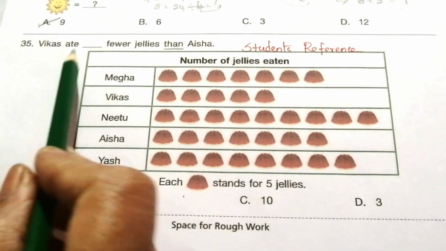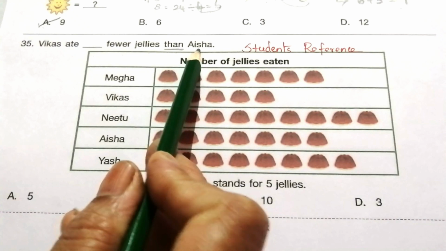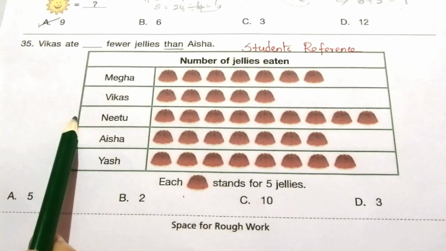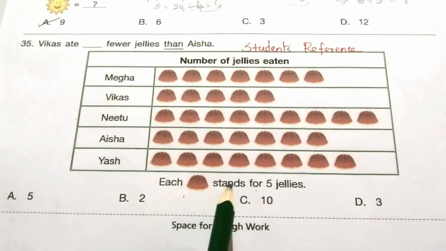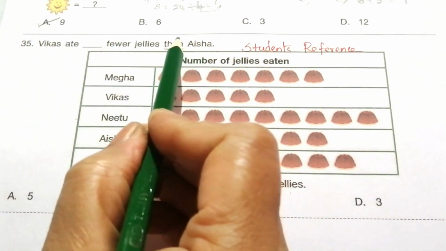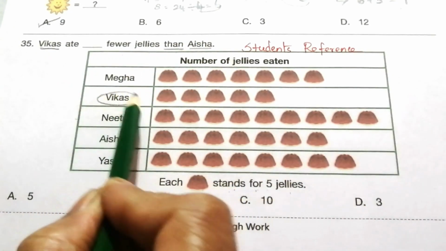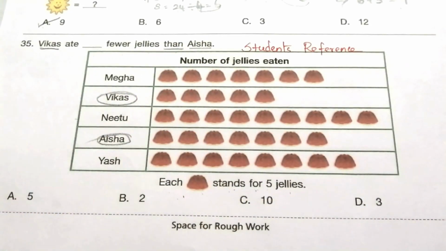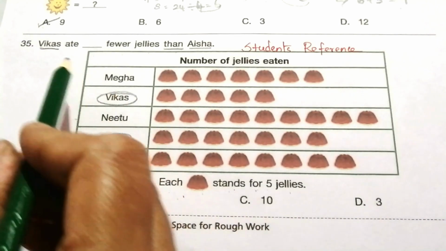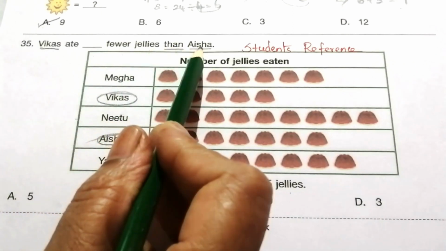35. Vikas ate fewer jellies than Aisha. So you look at the given flow chart. Each symbol stands for 5 jellies. We try to find out the answer. So to find the answer, we have to compare Vikas and Aisha. So our statement is Vikas ate fewer jellies than Aisha.